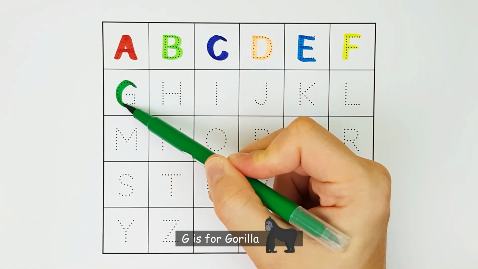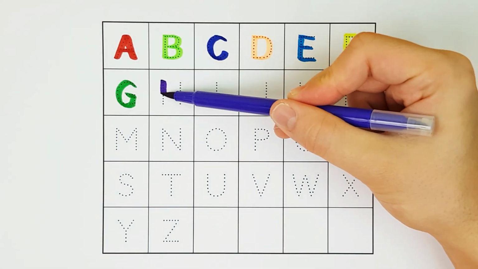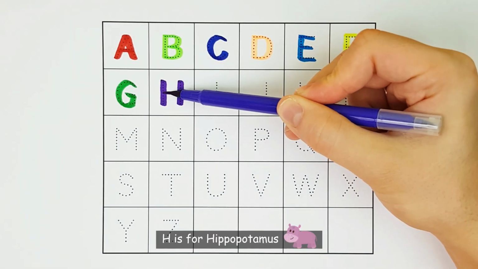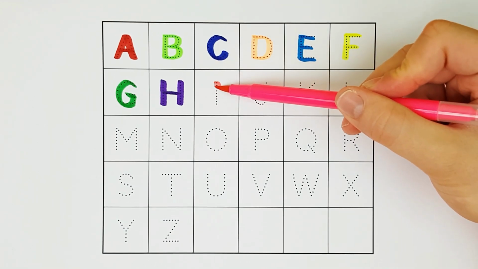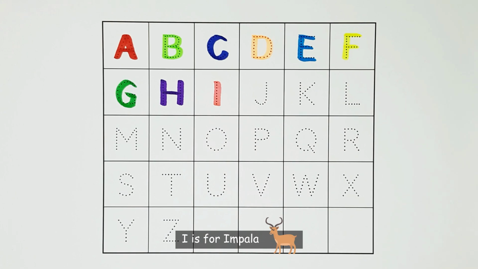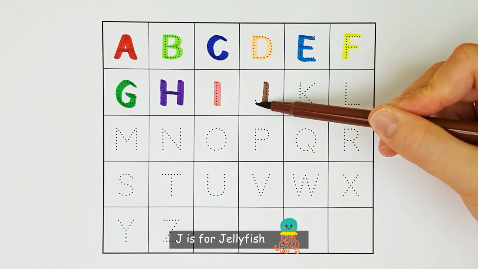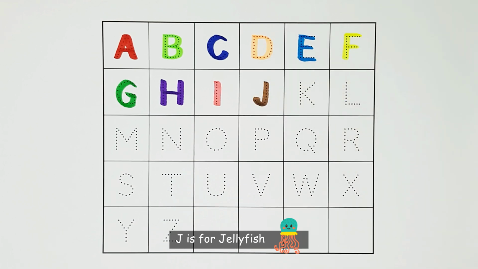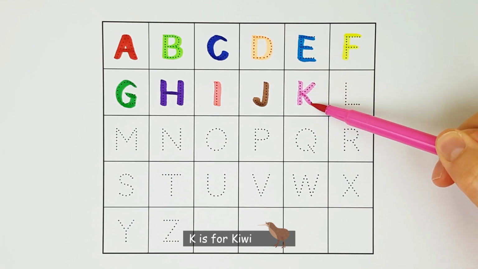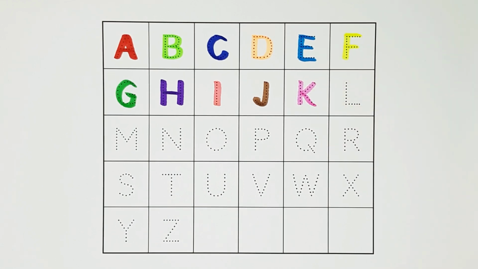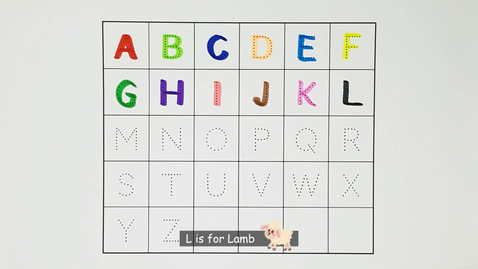G is for gorilla. H is for hippopotamus. I is for impala. J is for jellyfish. K is for kiwi. L is for lamb.